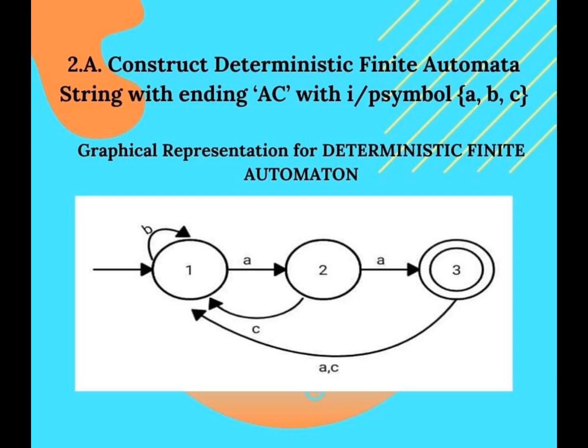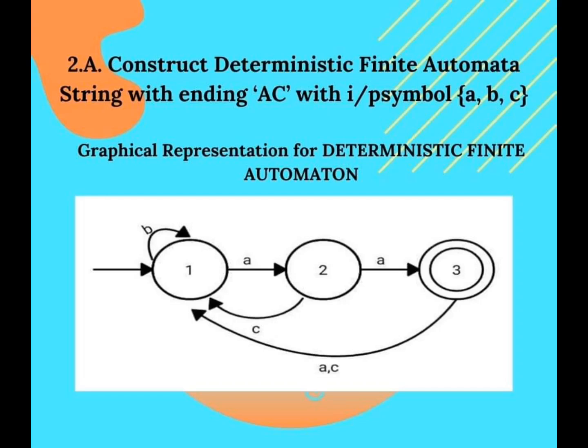Problem 3. Construct a deterministic finite automaton for strings ending with AC with symbol set A, B, C. Let me explain this problem and the 5-tuple: states of the DFA, input alphabet, start state, and the final state. Here are the states of the DFA: state 1 is the initial state, state 2 is the string that ends with A, state 3 is the string that ends with C. The input alphabet is A, B, C, the start state is 1, and the final state is 3. Now let's talk about the graphical representation and transition function for the deterministic finite automaton.